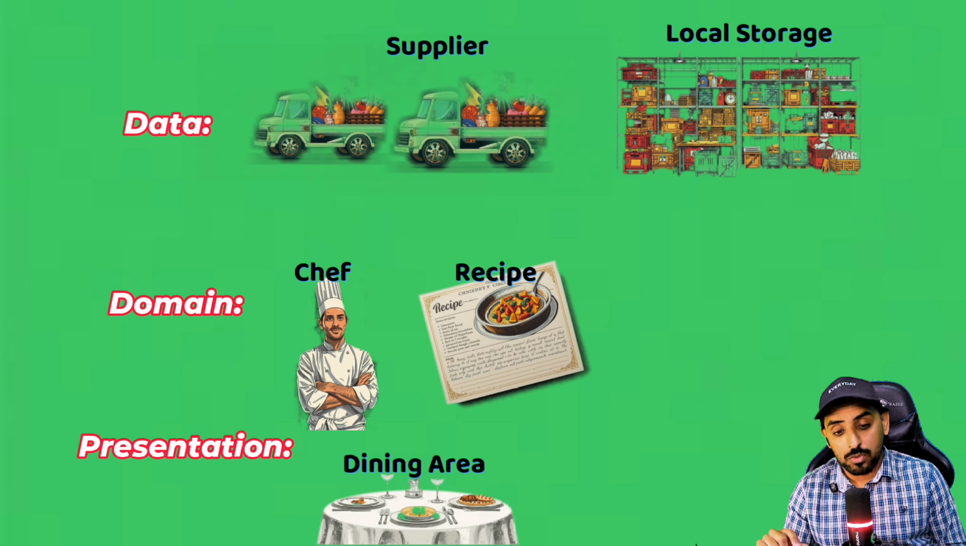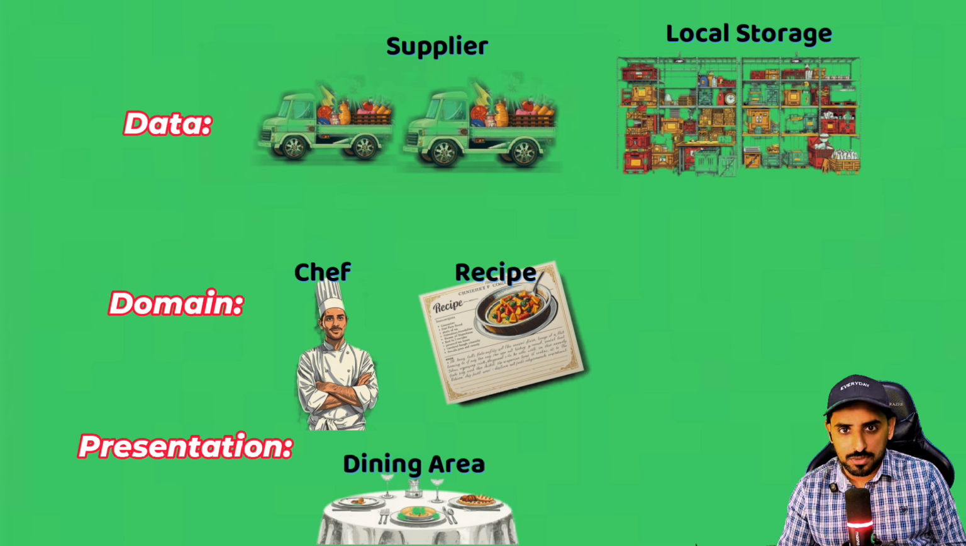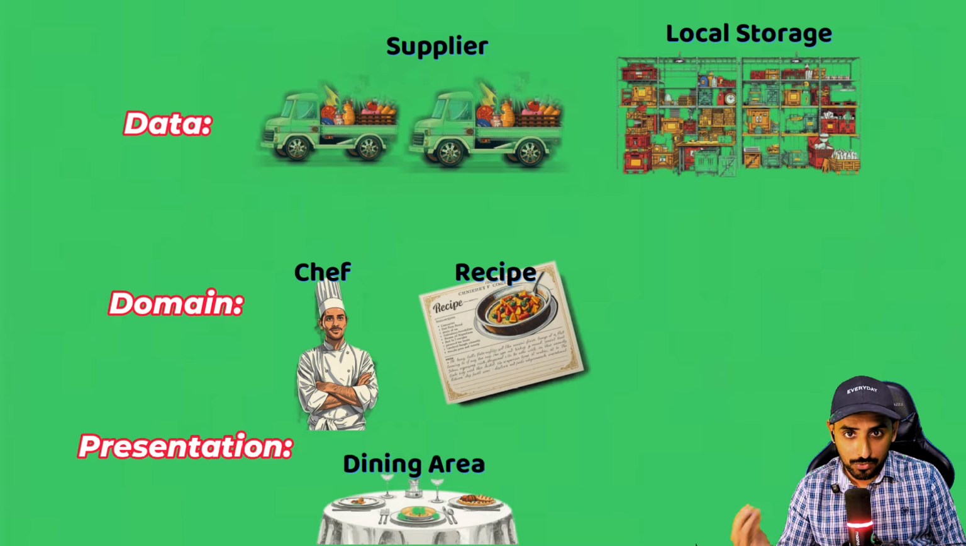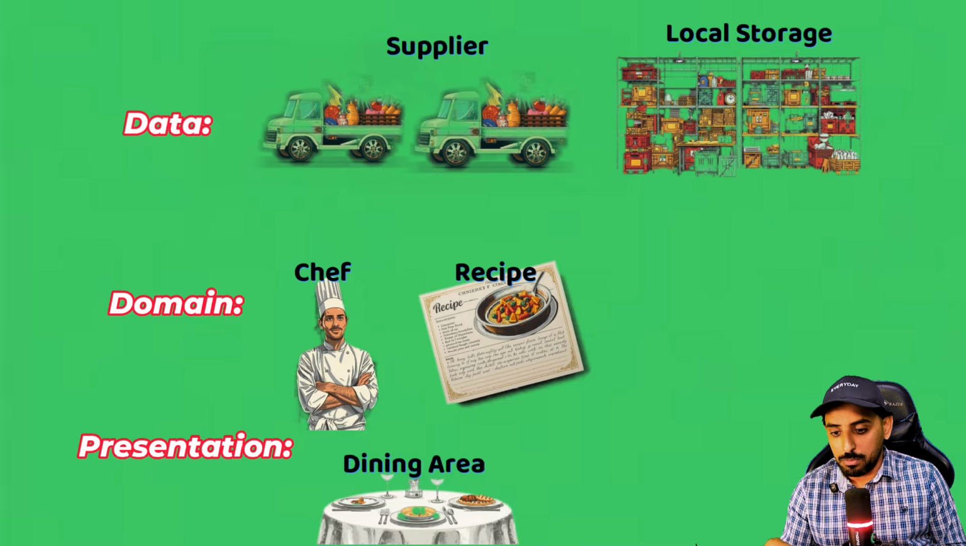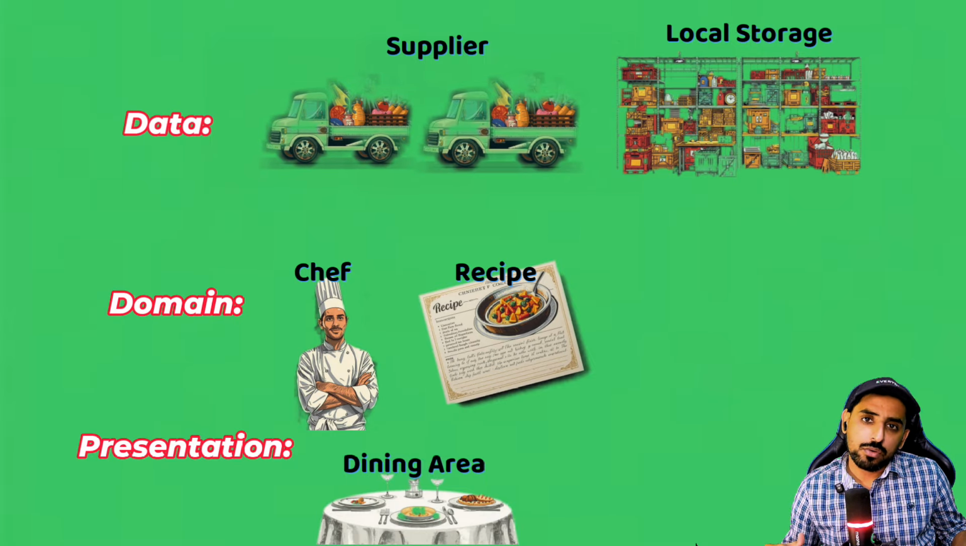Same goes with the presentation. Let's say you want to change the dining area, maybe you want to change the theme, the chairs and all that. It doesn't matter, right? Because the food is independent and the UI is independent. You can maybe provide forks, or maybe you can provide chopsticks and all that. That comes to the UI part.